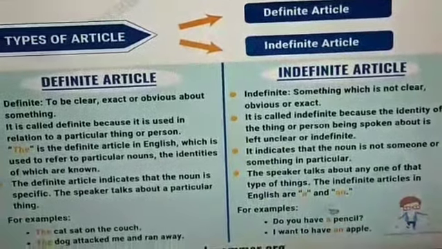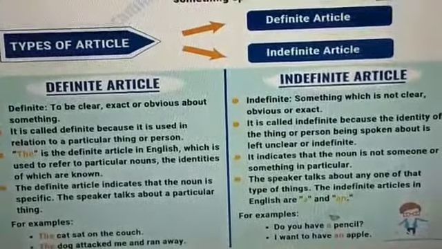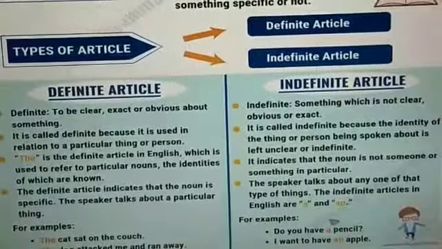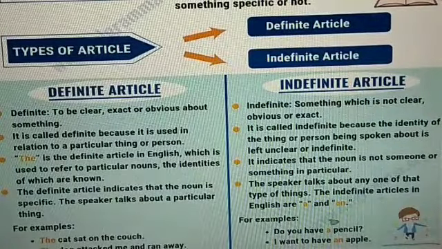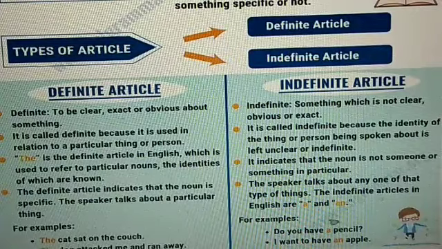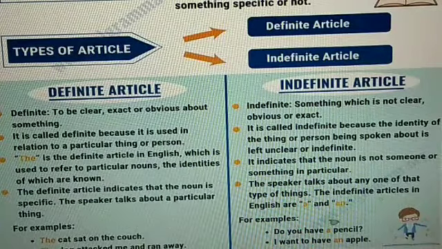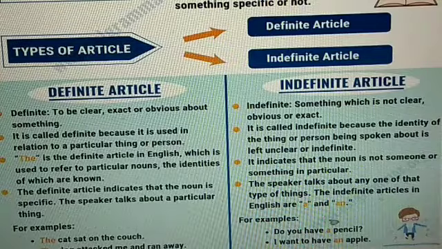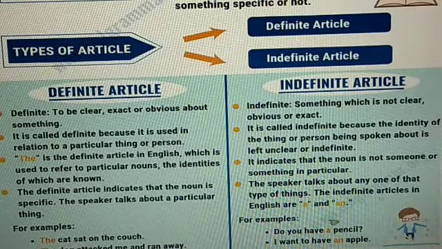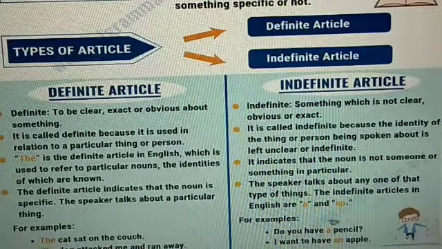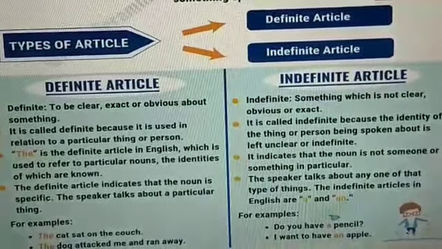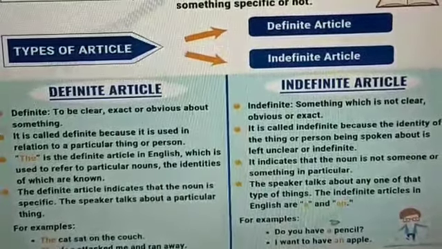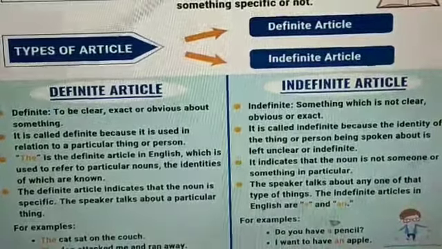Moving on to indefinite article. Indefinite means something which is not clear. It is opposite to definite. It is not clear, obvious or exact. It is called indefinite because the identity of the thing or person being spoken about is left unclear. It indicates that the noun is not someone or something in particular. The speaker talks about any one of that type of things. The indefinite articles in English are "a" and "an". For example, do you have a pencil? I want to have an apple.